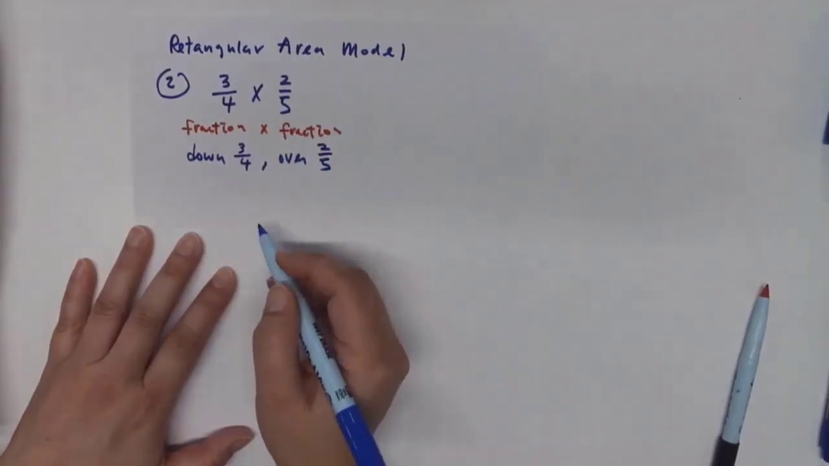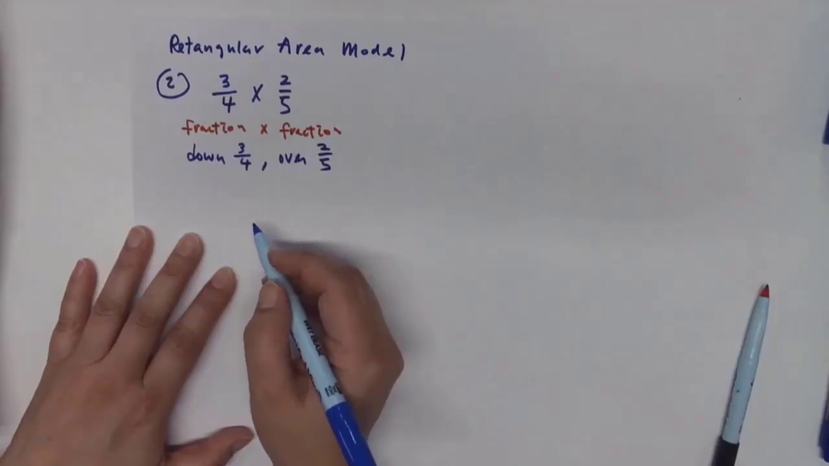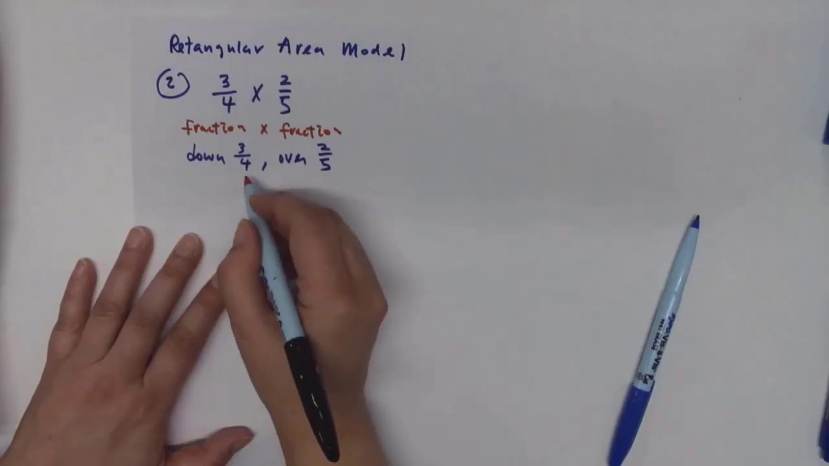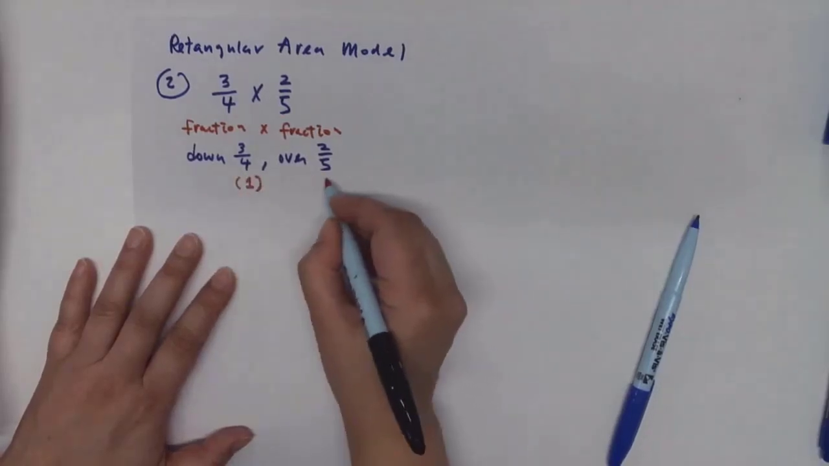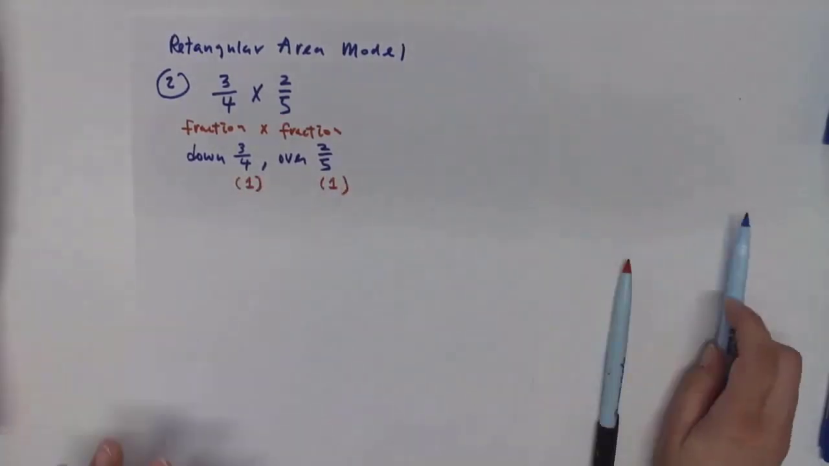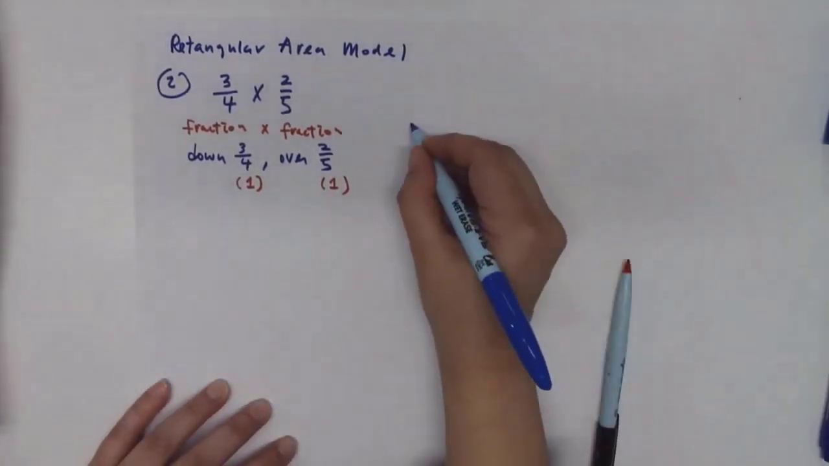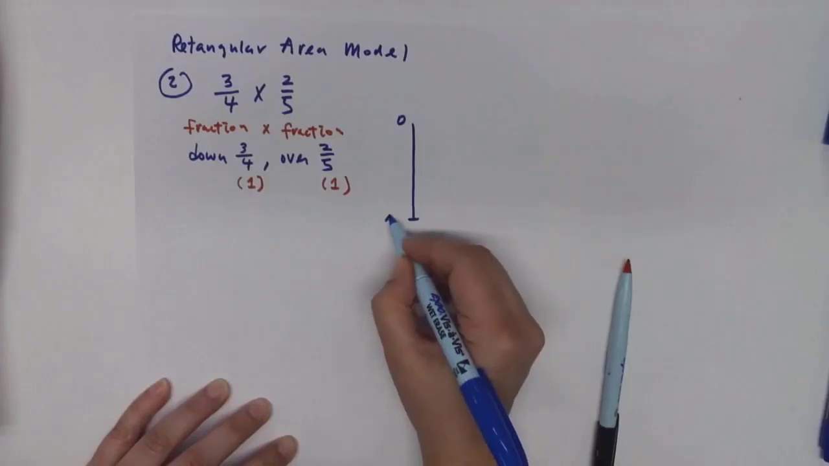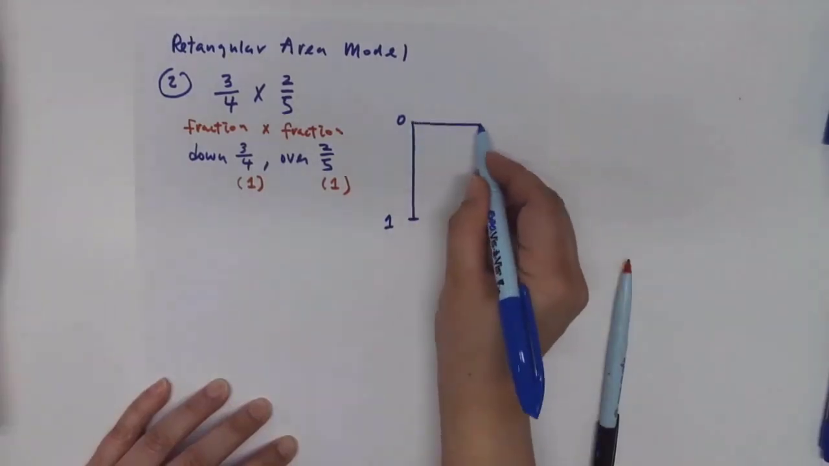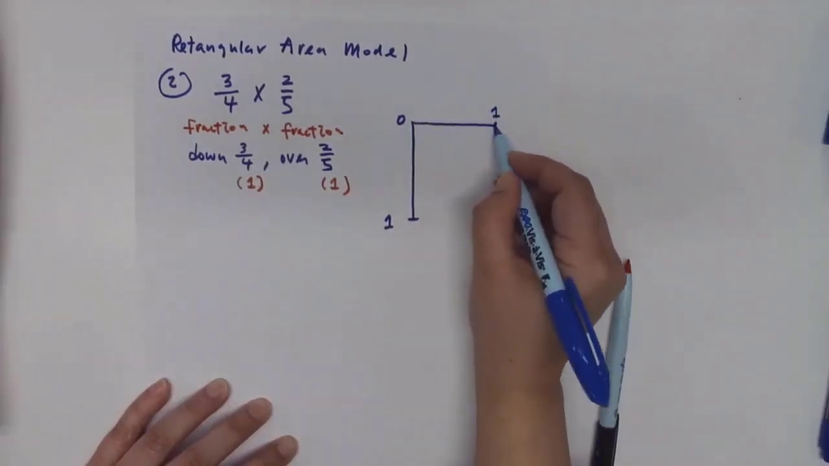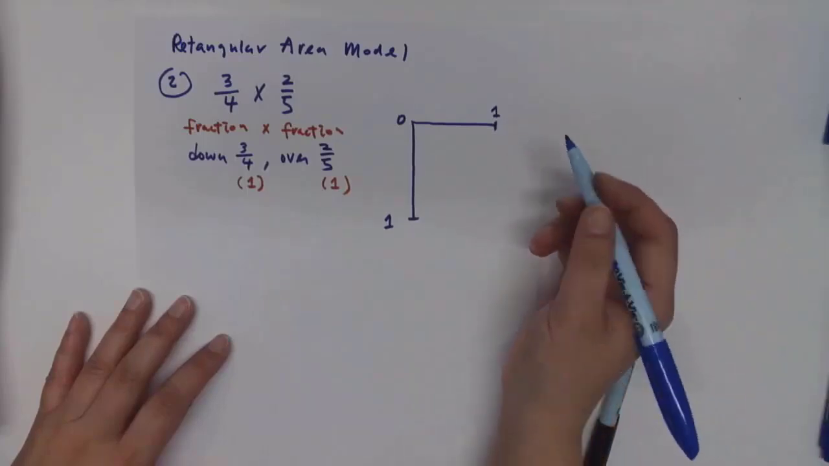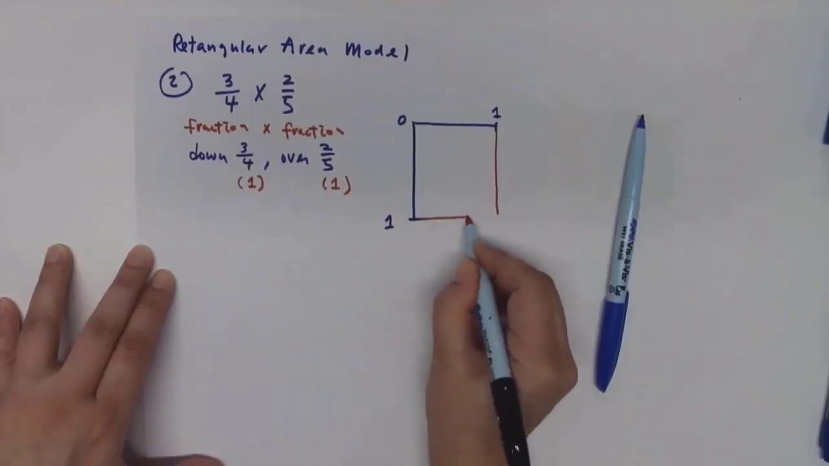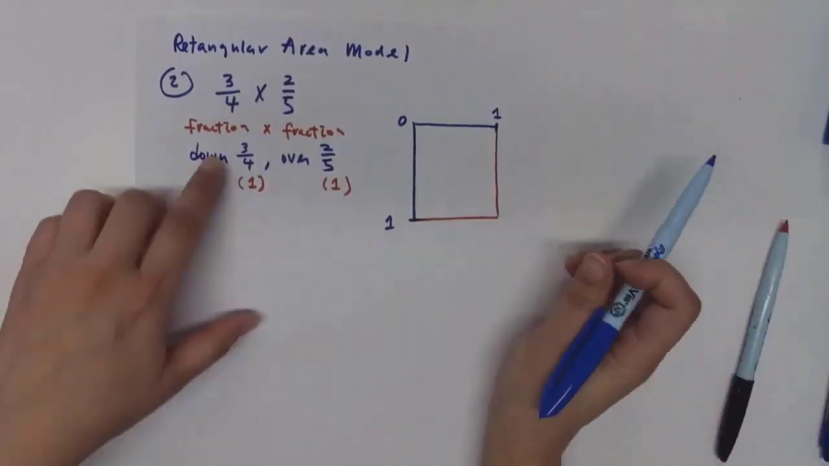But because they're fractions, we need to go to the next whole number. So essentially, we're going down to 1 and going over to 1. We're going to draw what looks like a number line, starting from 0, going down to 1, and then over to 1. I'm going to connect the box first. So this is 1 by 1. And then I need to go down to 3/4.